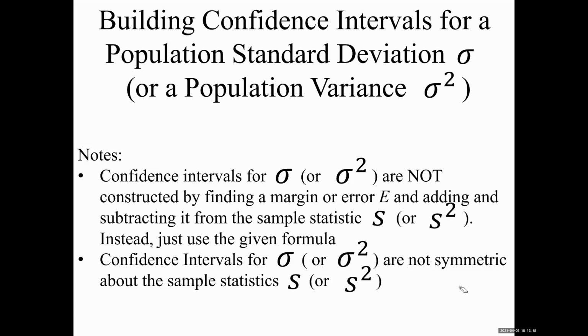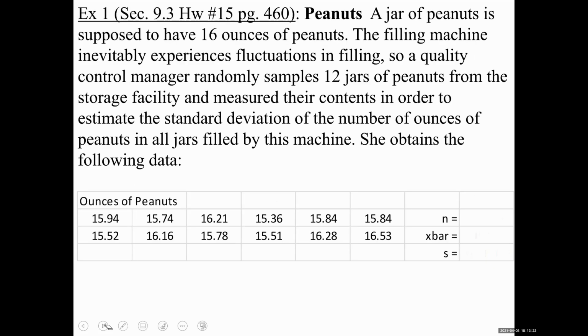All right, sounds good. So let's go to example 1. A jar of peanuts is supposed to have 16 ounces of peanuts. The filling machine inevitably experiences fluctuations in filling, so a quality control manager randomly selects 12 jars of peanuts from the storage facility and measures their contents in order to estimate the standard deviation of the number of ounces of peanuts in all jars filled by this machine. She obtains the following data.